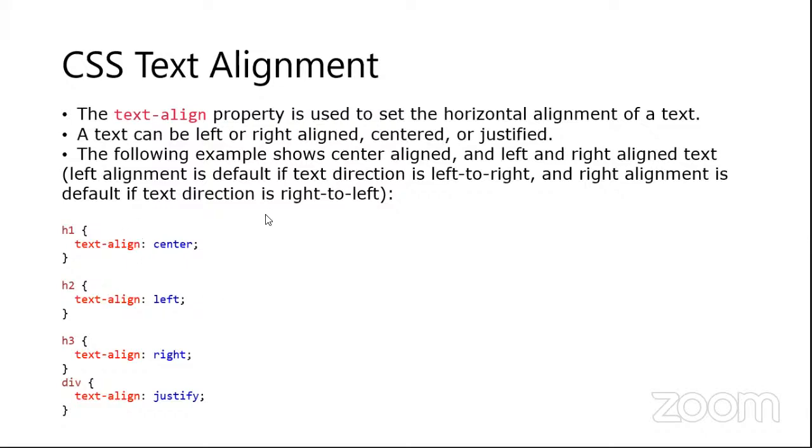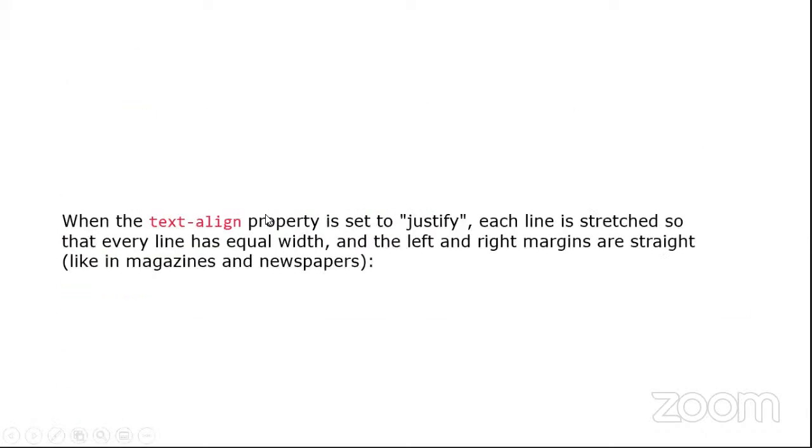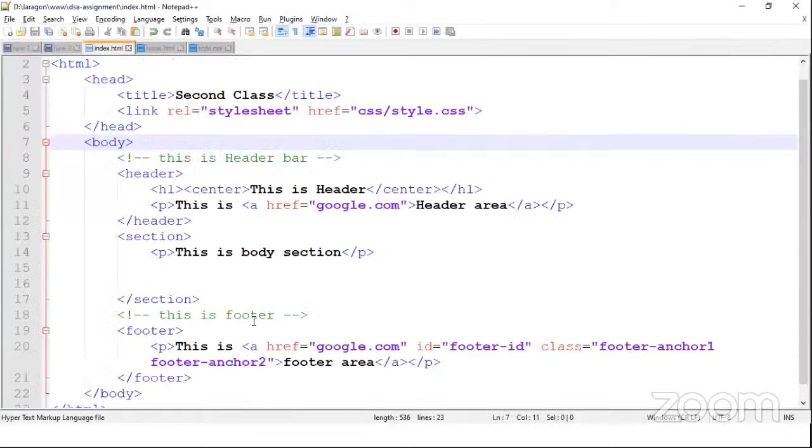When the text-align property is set to justify, each line is stretched so that every line has equal width, and the left and right margins are straight, like in a magazine and newspaper. So we will see in the example how to do it.